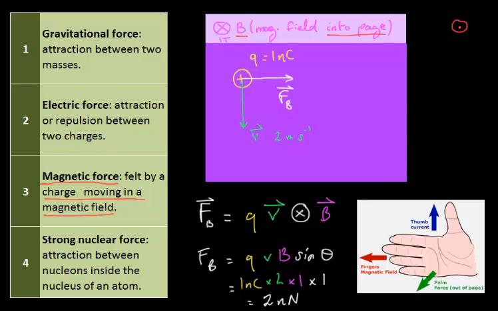Okay, very good. Now, a little trick question. Imagine I had a negative charge of the same magnitude, 1 nanocoulomb, but negative this time. And I make it move in the same direction. I have a velocity in that direction, which is the same, 2 meters per second. And this time, let's try to find the direction of the magnetic force that's felt by this negative charge.